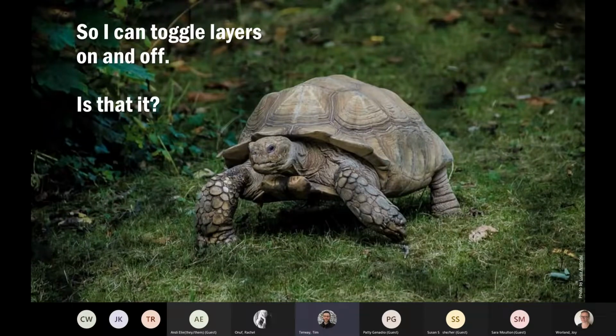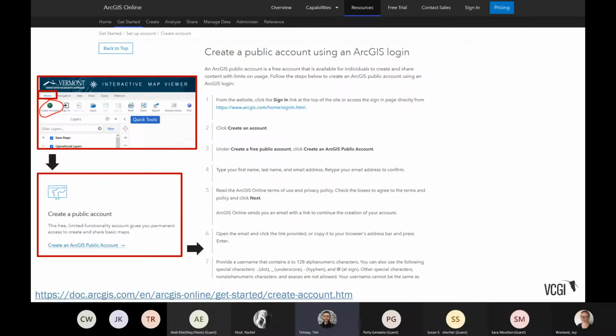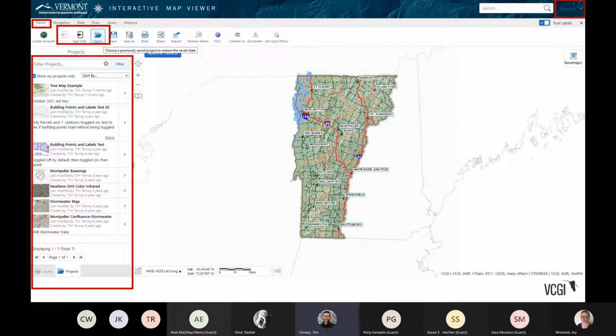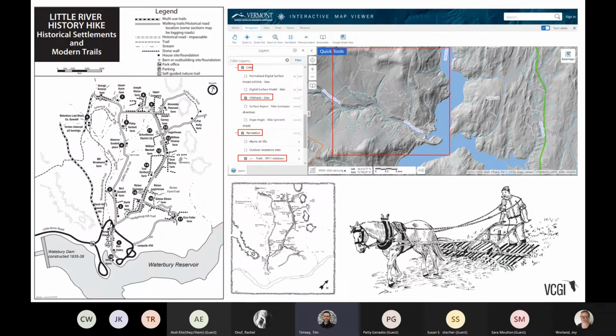And we like to joke, great, I can toggle layers on and off. Is that it? No, you can do a lot more with things like the interactive map viewer if you create what's called a public account. Long story short, that allows you to save projects in your browser such that you can return to them for future reference. Here's an example on the left-hand side of things that were created in the interactive map viewer, like tree maps, or looking at stormwater maps. You can open them up in a later browser session.